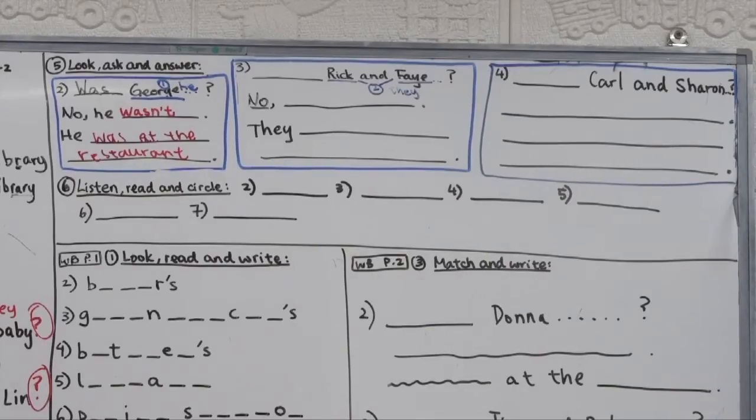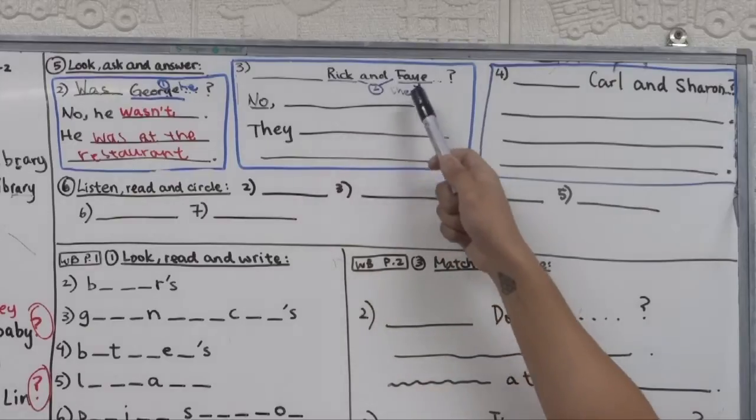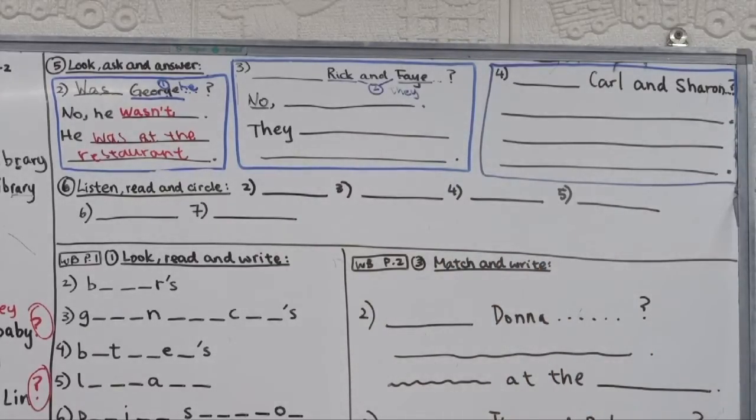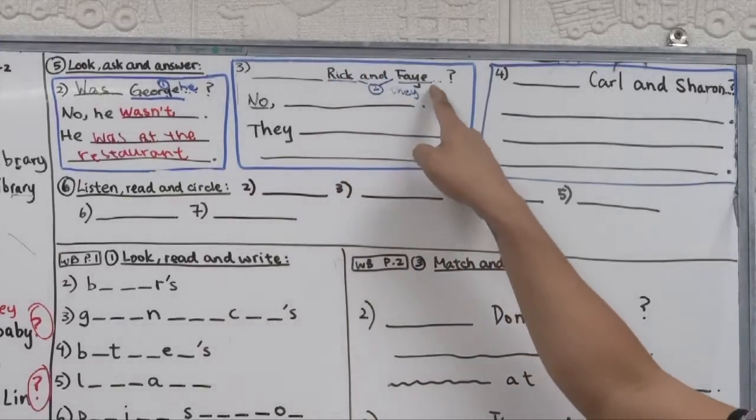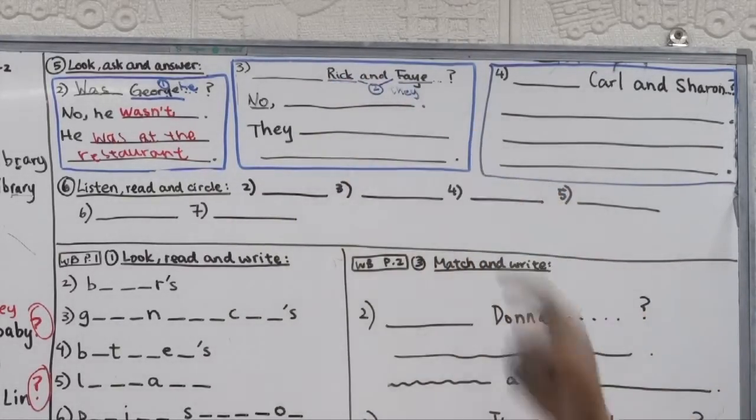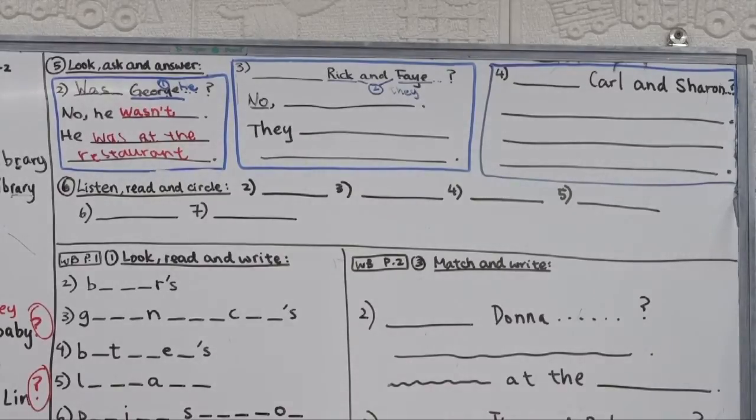Okay, your minute is up. Alright, so let's try to check our answers together. So for the first one, Rick and Faye, are they. So when we're asking questions, we have to switch. So the subject is at the second part. So what should we write down? Was they or were they? Was Rick and Faye or were Rick and Faye?